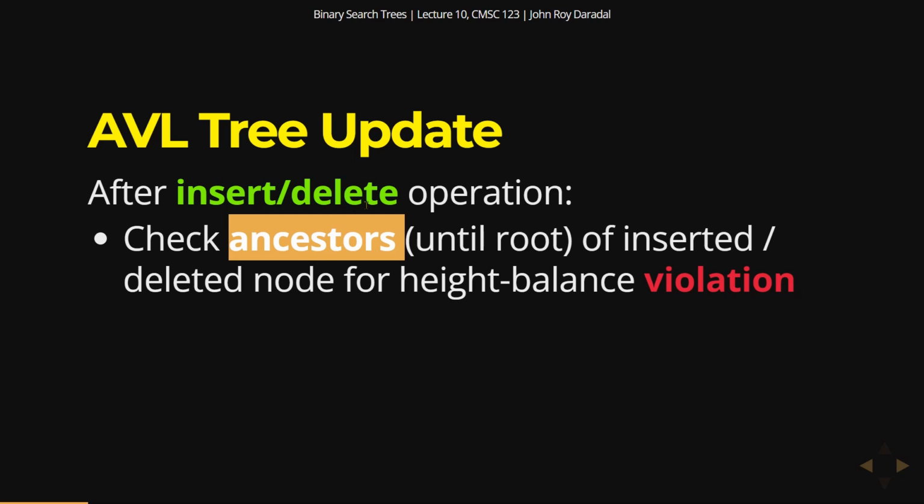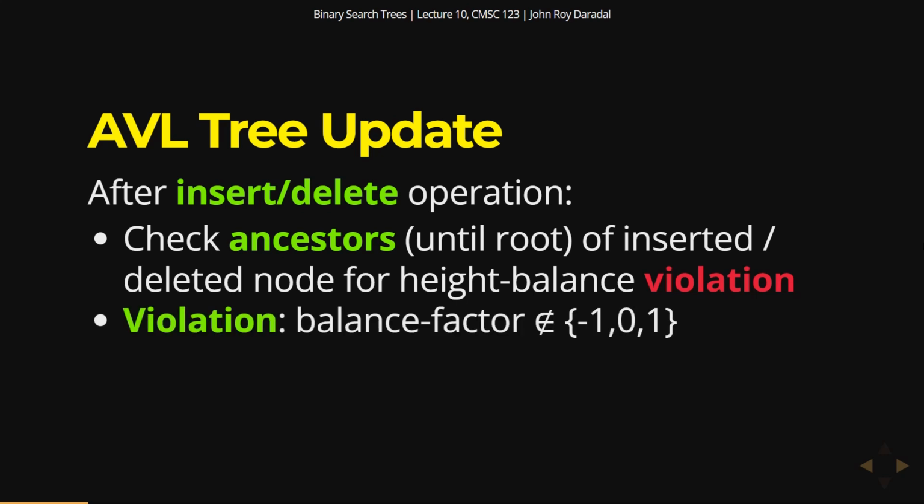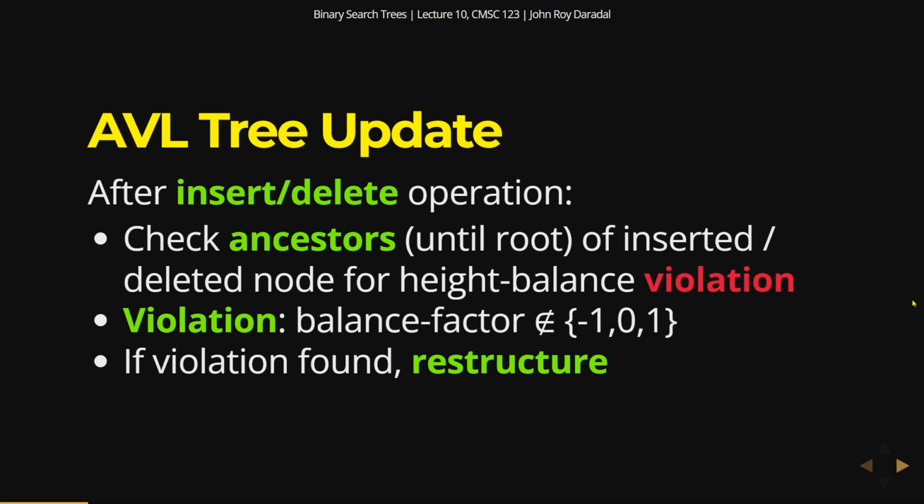We'll see this in an example later, but you basically just have to check the ancestors, not the whole set of nodes in the tree. Okay, so check the ancestors for any violation. Again, it's a violation if the balance factor is not one of these three values: -1, 0, or 1. And if you find a violation, you'll restructure using a rotation. The rotations here should be somewhat familiar to you already if you've watched part 1.